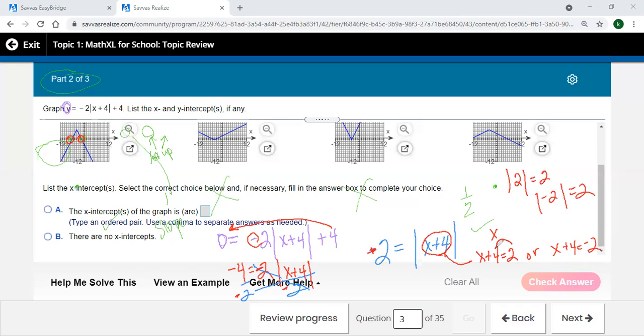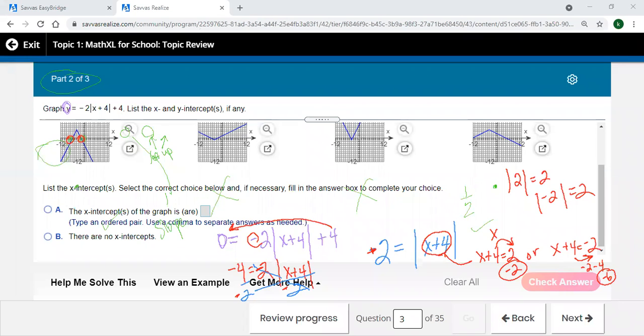So if you subtracted this 4 over to the other side, that'd be a negative 2 for x. That's one answer. If I subtract this 4 to the other side, negative 2 minus 4, even 4 smaller than negative 2, that's negative 6. Okay, so those are our two answers. Those are what we need to type in over here.